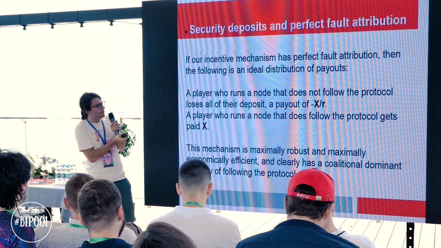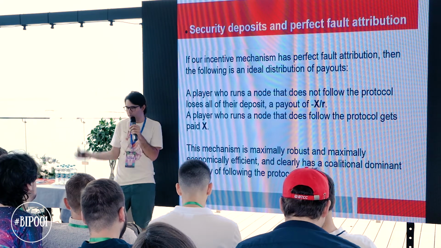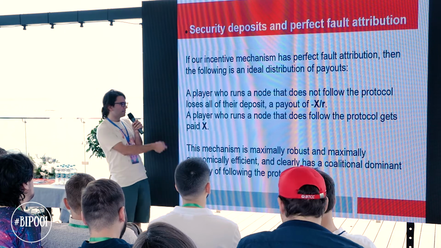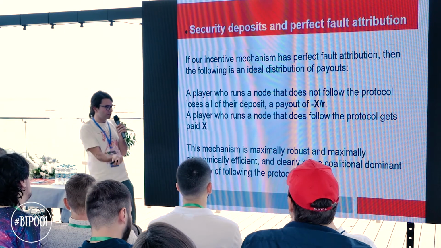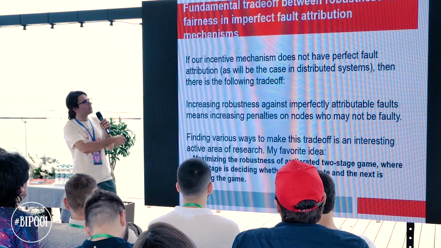So here's a cool thing. If we have perfect fault attribution, we can just say pay everyone who followed the protocol X and take away everyone's deposit if they didn't follow the protocol. And this is optimal in the sense that it's clearly an equilibrium and clearly maximally robust. I'm going to speed up a little bit because I don't have much time.